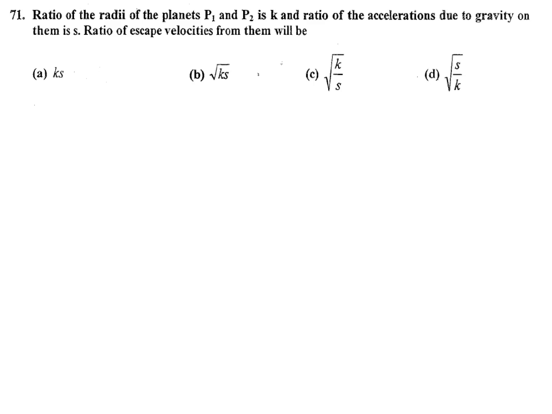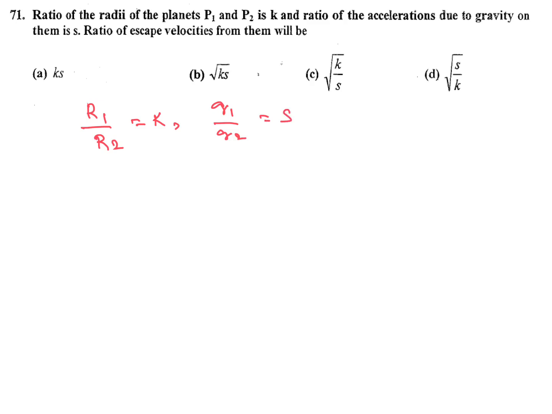The ratio of radius of planets P1 and P2 is k, and the ratio of the acceleration due to gravity on them is s. The ratio of escape velocities from them will be how much? Escape velocity. Here the data given are ratio of radius r1 by r2 is k, and ratio of acceleration due to gravity g1 by g2 is s.